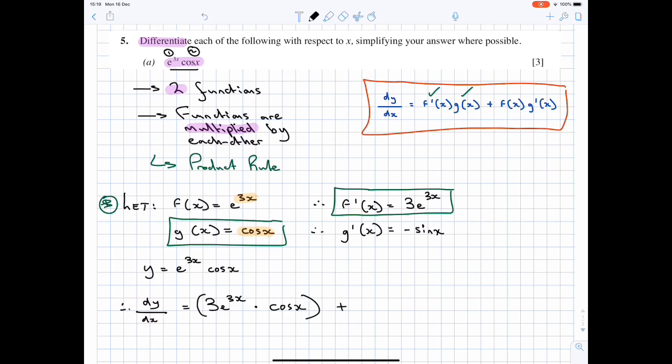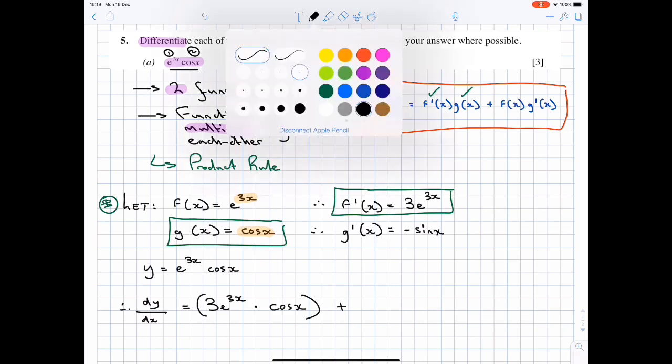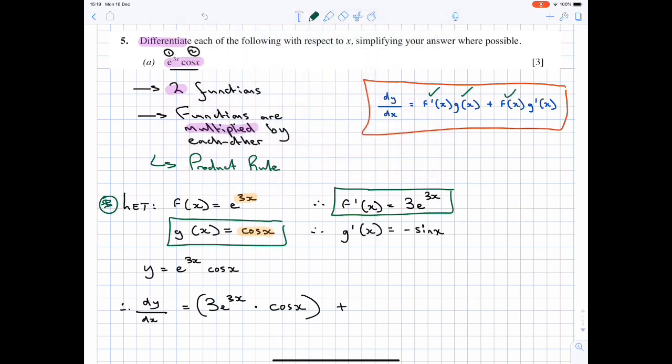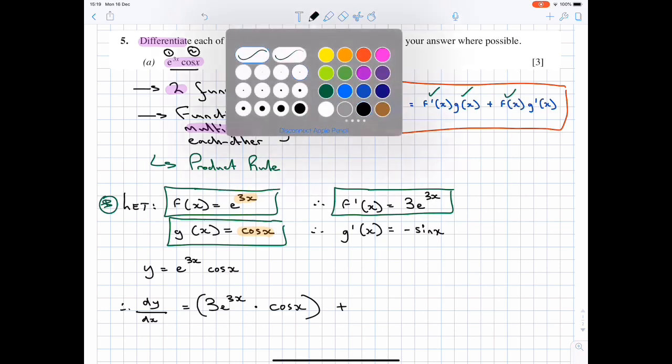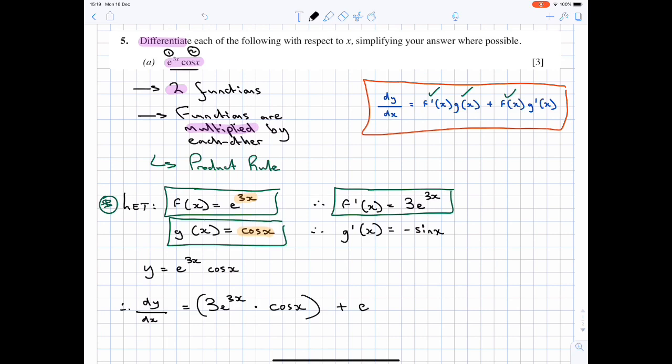Right, so then we're going to add it to the second part. First of all, we have f x, and if we come back here, we can see that this would be e to the 3x. So I'm just going to write e to the 3x, and finally we've got g prime x, and we also worked that out here. We said that was minus sine x. So that's minus sine x.